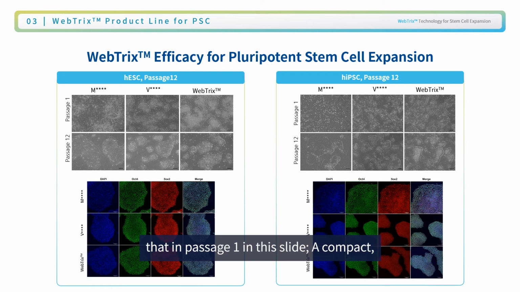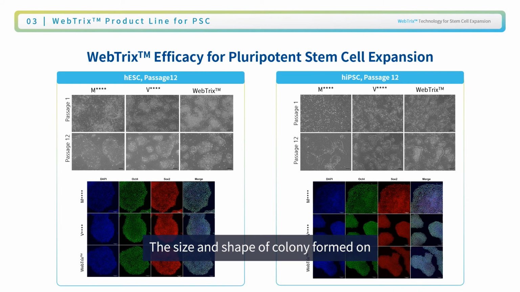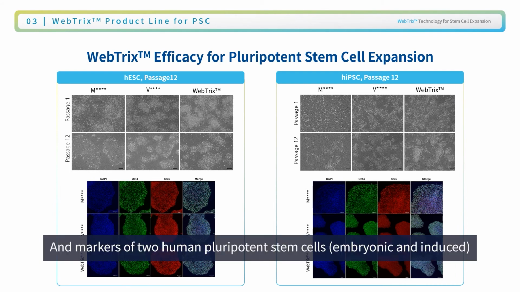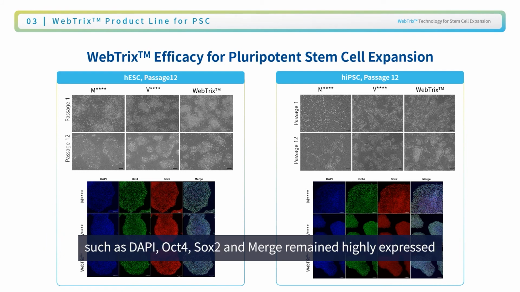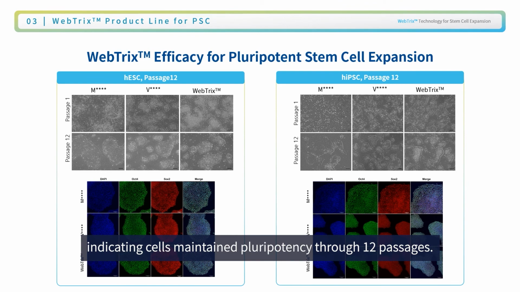In this slide, a compact, epithelioid morphology was observed, followed by the emergence of typical HESC colonies with tight morphology. The size and shape of colony formed on Webtrix surface were similar to those of cells cultured on leading products such as M and V. And markers of 2 human pluripotent stem cells, embryonic and induced, such as DAPI, OCT4, SOX2 and MERGE, remained highly expressed for at least 12 passages, indicating cells maintained pluripotency through 12 passages.